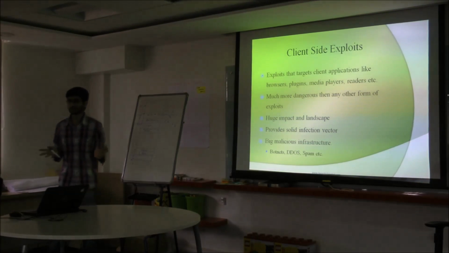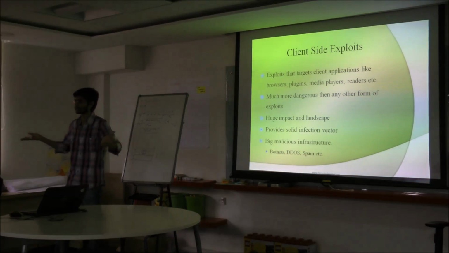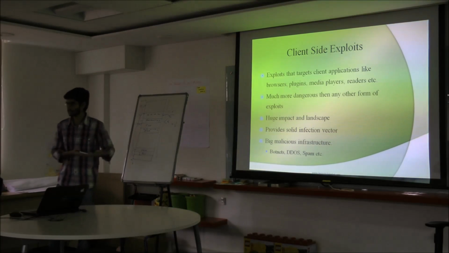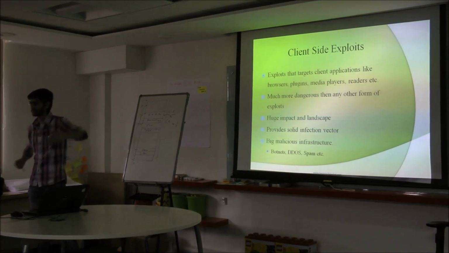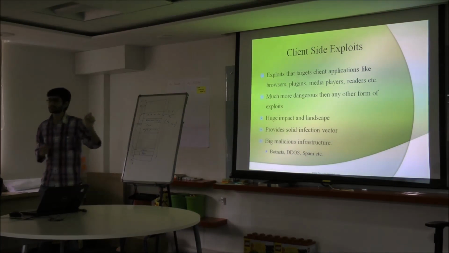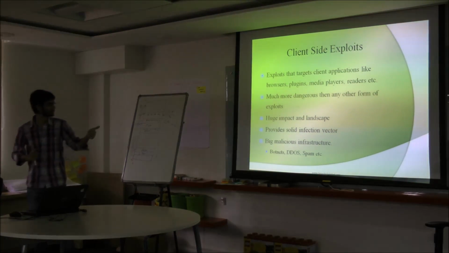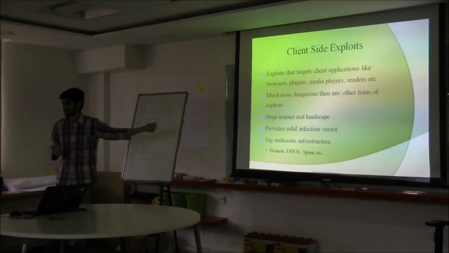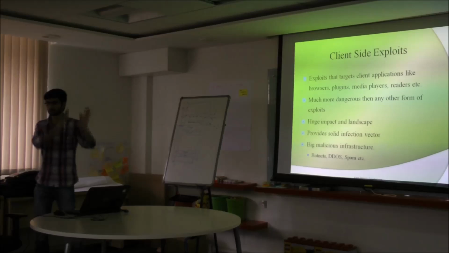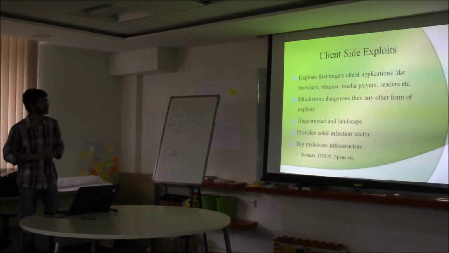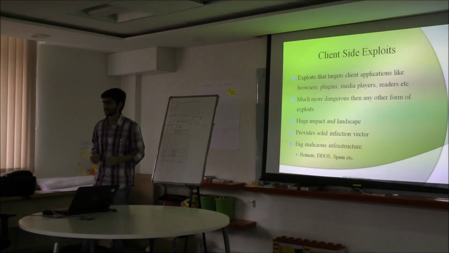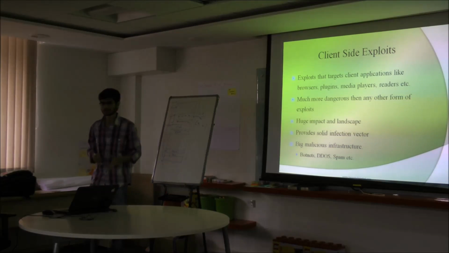It has a huge impact because you have millions of users outside waiting for infection, and the infection vector coverage is very wide. That's why it is part of malicious big infrastructure, and then you call it spam, DDoS, or botnets. A botnet is a really fascinating term. You have an army and you can point it anywhere you want. That's why client-side exploits are very popular and very much in demand as well.